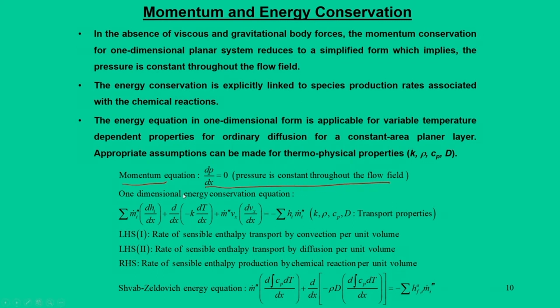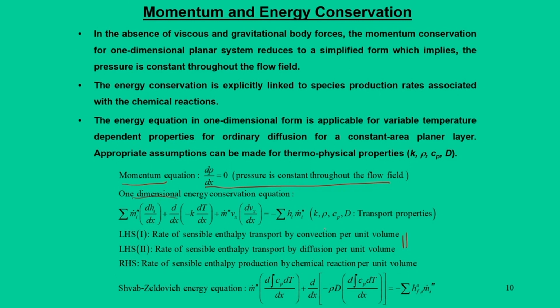That means, unless there is a pressure gradient during reactions, the reaction process is independent of pressure. The other thing is that we are writing the one-dimensional energy equation in this particular form, which says that the sum of the rate of sensible enthalpy transport by convection per unit volume plus the rate of sensible enthalpy transport by diffusion per unit volume, this sum, is equal to the rate of sensible enthalpy production by the chemical reaction per unit volume.